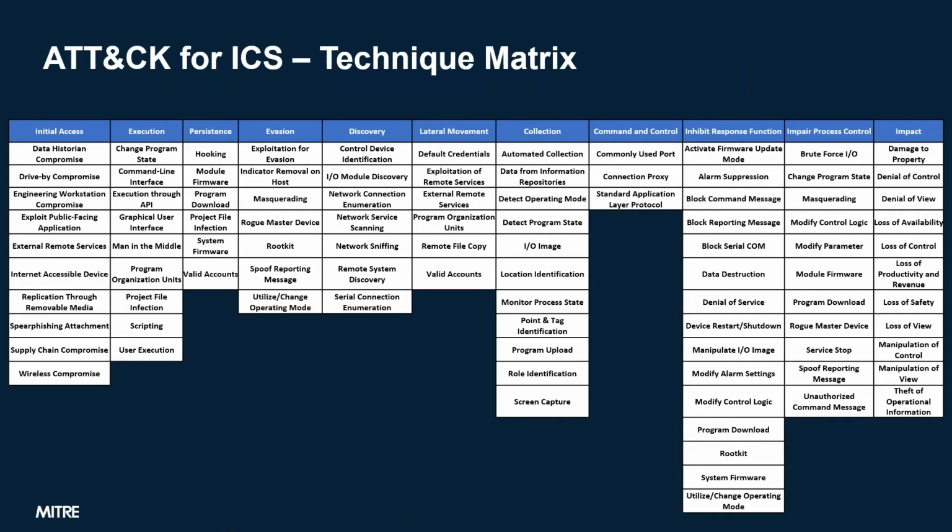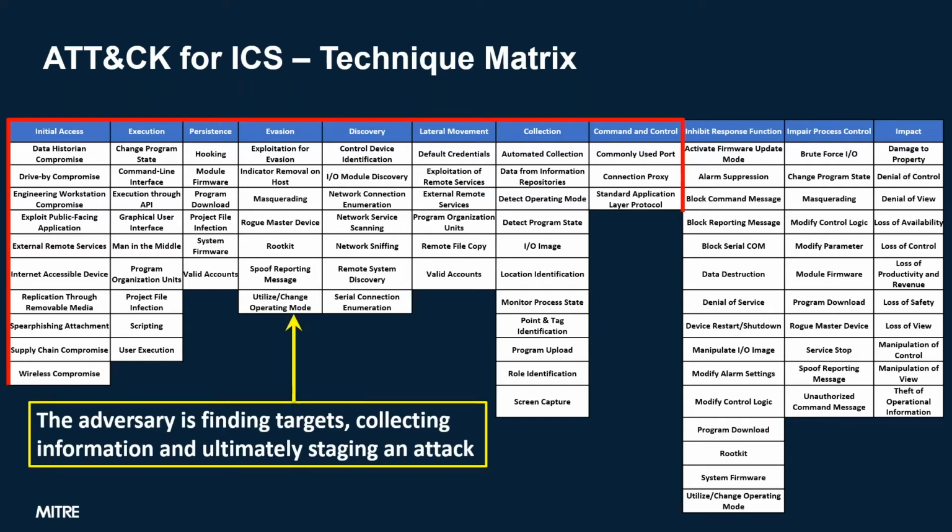So this is the technique matrix again for ATT&CK for ICS. I'll just break it up into some high-level chunks so that we can think about what the adversary's overall goals are in terms of using some of these tactics and techniques. From initial access to command and control, we could think about the adversary as trying to find their target, trying to collect information that's necessary to affect the industrial control system, and ultimately staging their attack.